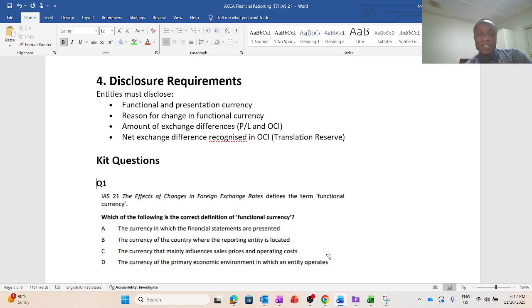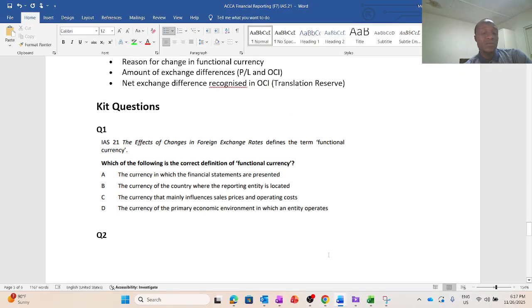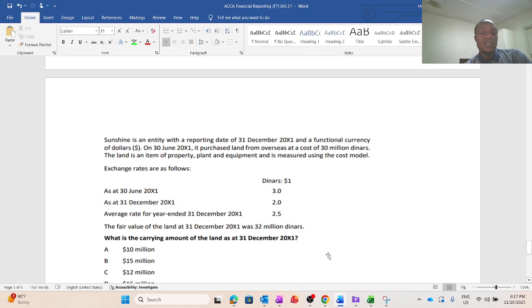So in our live online session, we are going to look at key questions, very important. For example, question 1: IAS 21, the effect of changes in foreign exchange rates, defines the term functional currency. Which of the following is the correct definition of functional currency? We have various options. When we do the live online session, we are going to solve these questions.